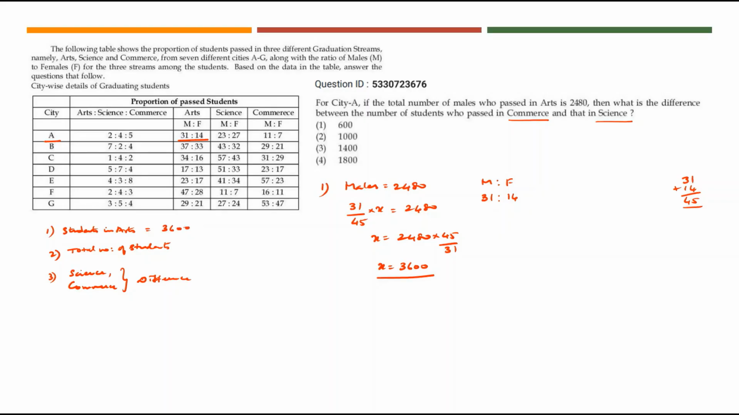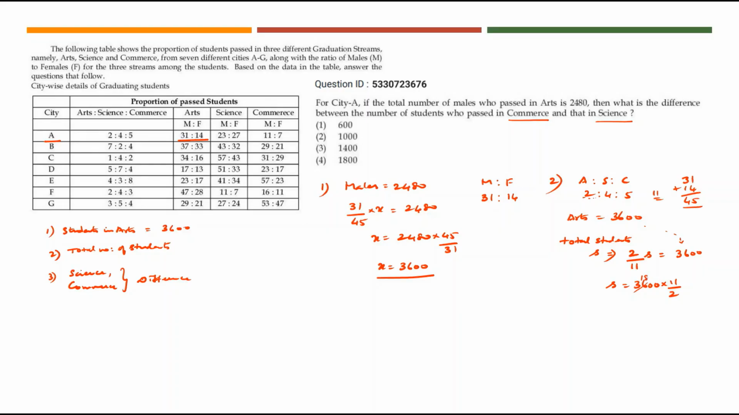Now take the ratio of arts to science to commerce. We have 2:4:5. So 2 plus 4 is 6, 6 plus 5 is 11. We know the arts count is equal to 3600 here. So from this we have to find the total number of students. Total students S: 2 by 11 into S will give you 3600, which is the arts count here. S is equal to 3600 into 11 by 2. So this will be 1800.